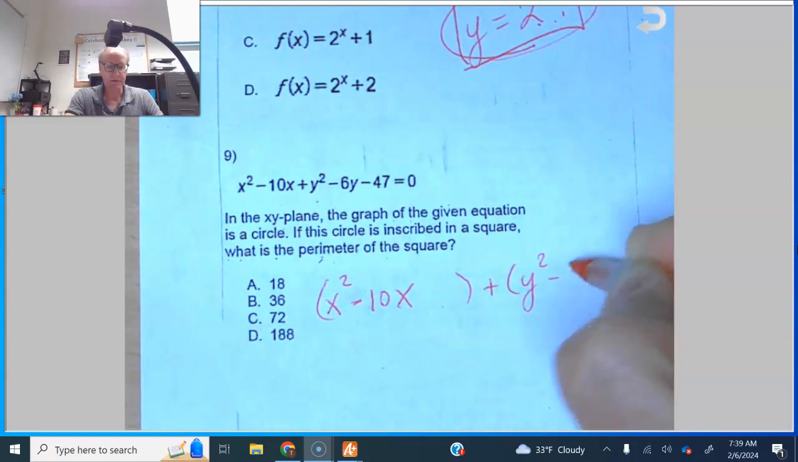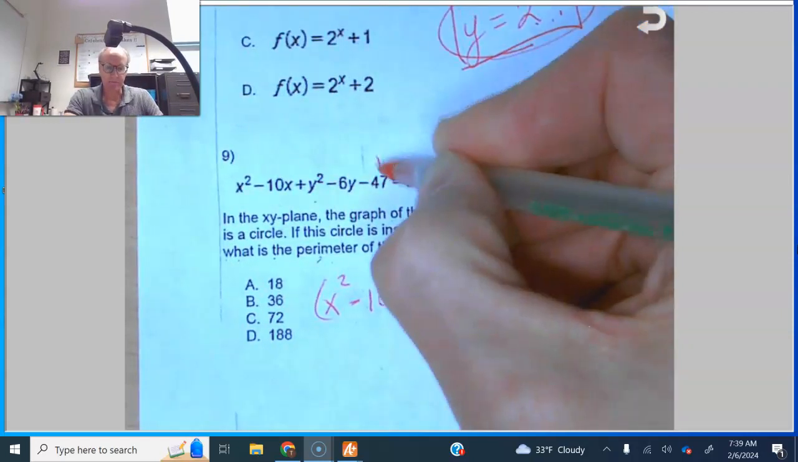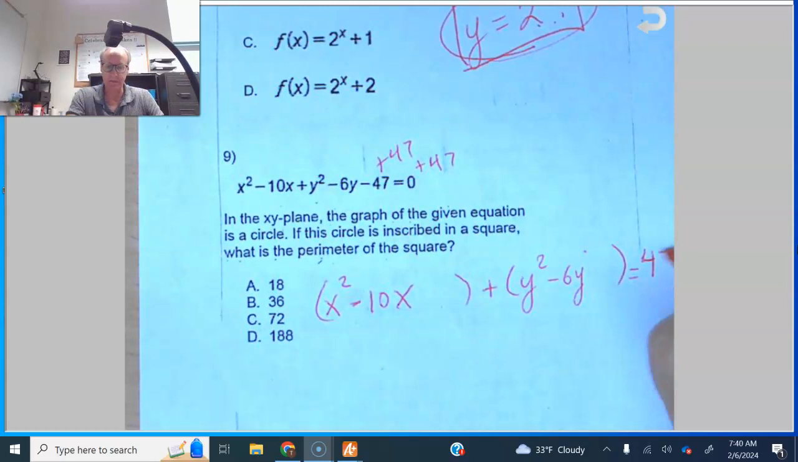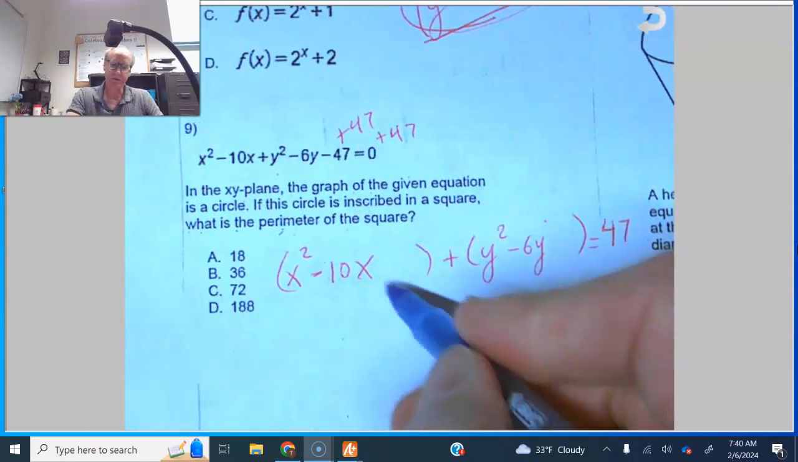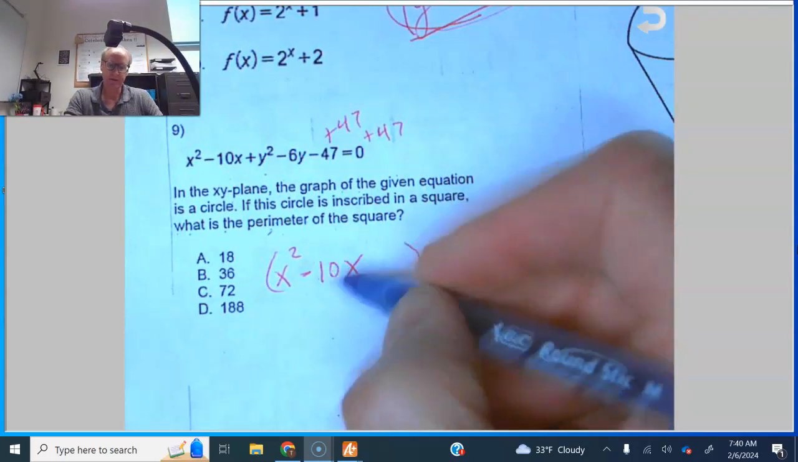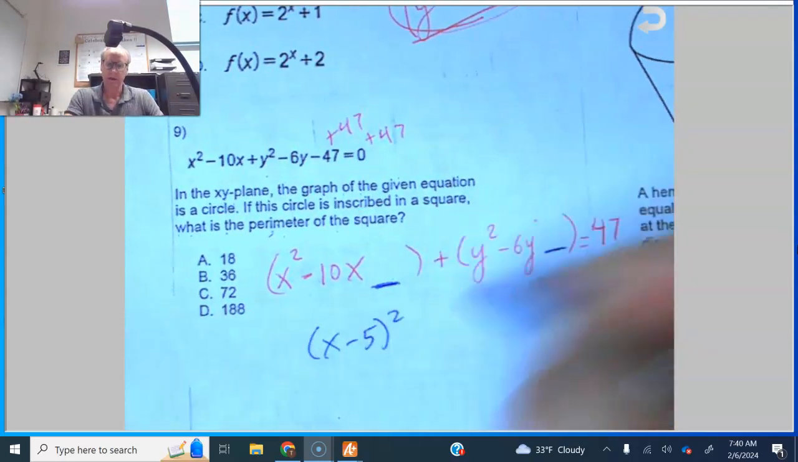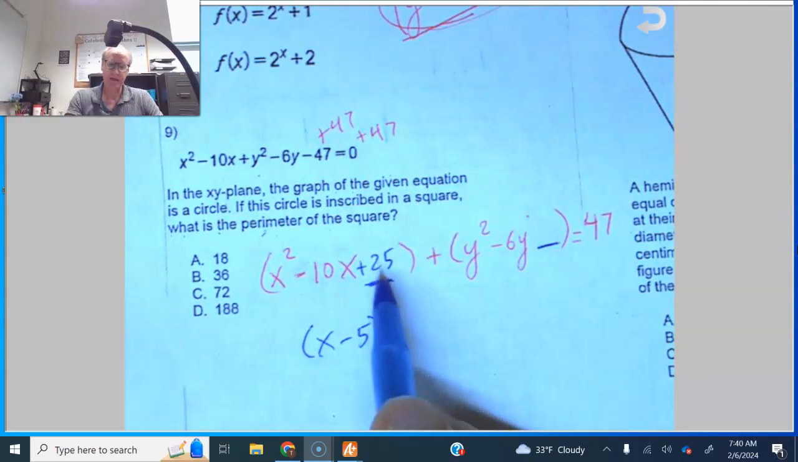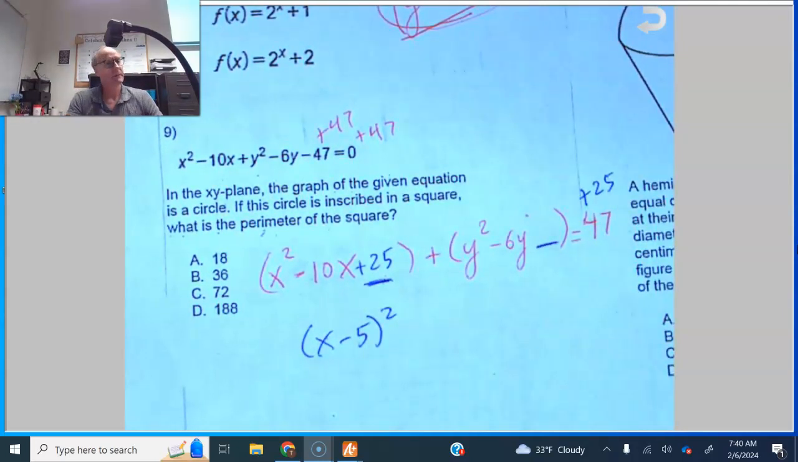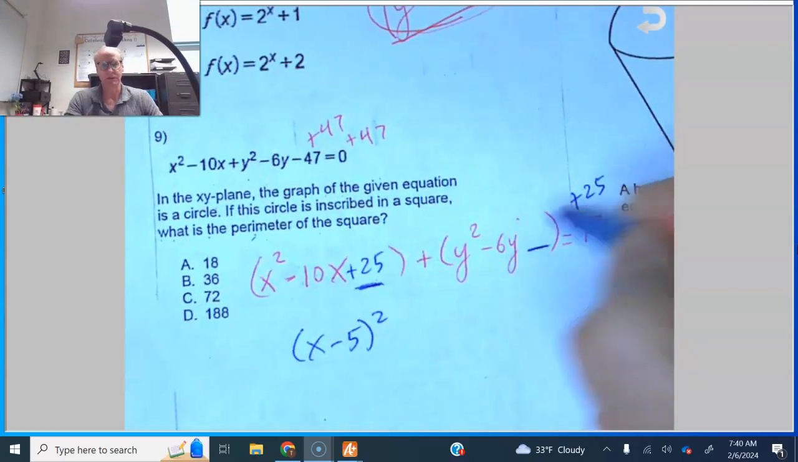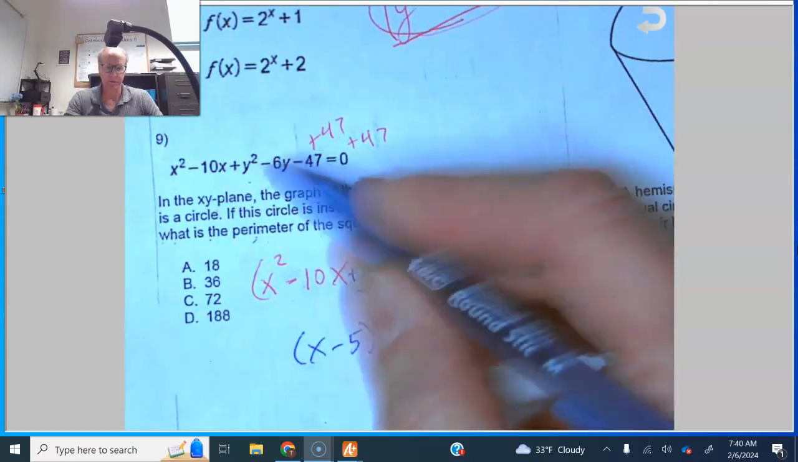Y squared minus 6y, and then I'm going to add the 47. If you've never seen standard form circles, this isn't going to make much sense to you. What you have to do here is complete the square and complete the square, and that'll give you your radius squared. So if I complete the square here, this is x minus 5 squared. And so the negative 5 times the negative 5 is the plus 25. If I add 25 to this side, I have to add 25 to this side. This is called completing the square and applying it to a special situation with a standard form circle equation.